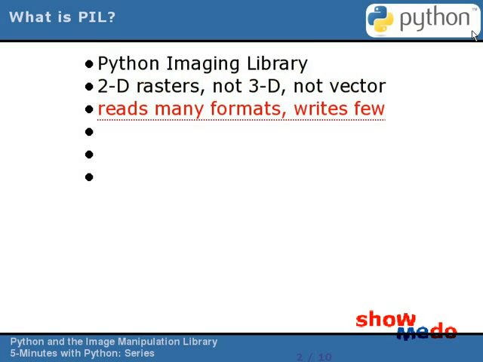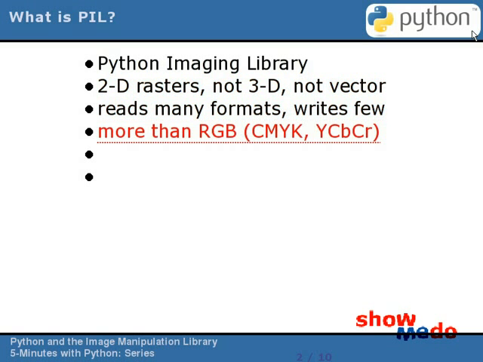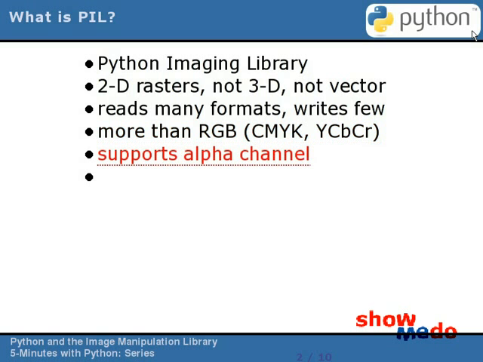PIL identifies and reads many different image formats, but intentionally only writes the more common interchange and presentation formats. And it understands images constructed out of more than your traditional RGB components, such as the CMYK 4-color model and the YCbCr Luma Chroma components. PIL also allows for the use of an alpha channel, giving you variable control over transparency. And it runs under multiple operating systems, giving you a platform-independent image manipulation capability.